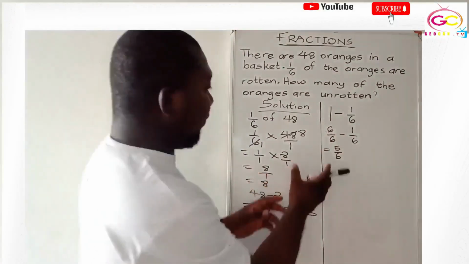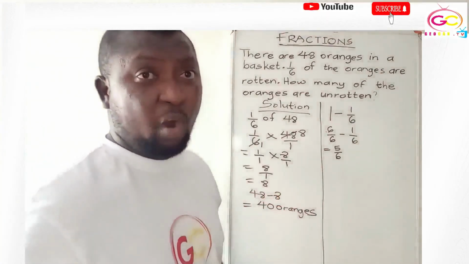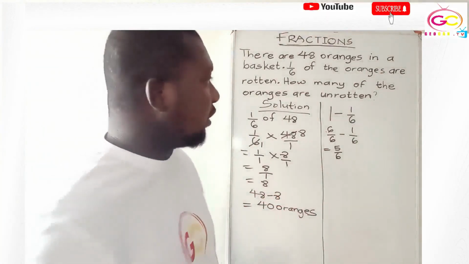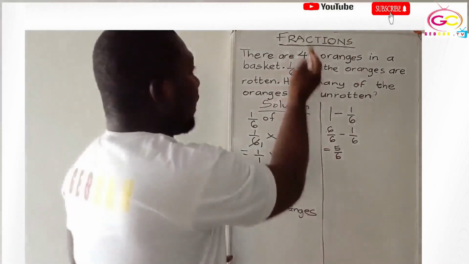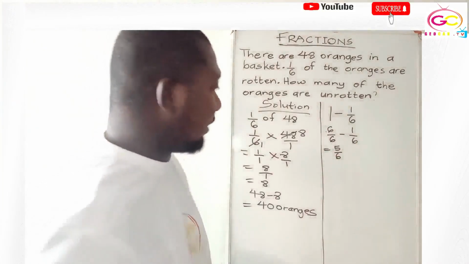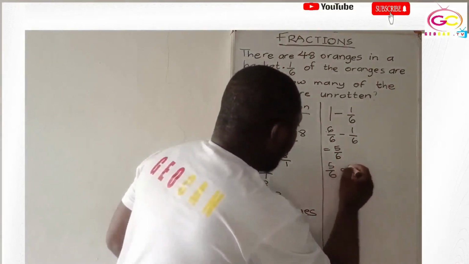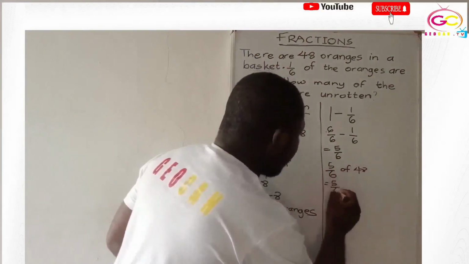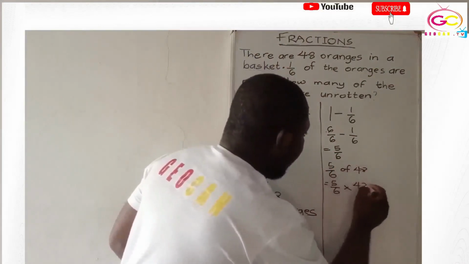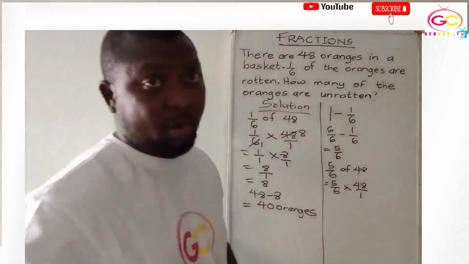So now we have the fraction of oranges, which are what? Unrotten. So if you want the actual number of oranges which are unrotten, we'll just find 5 over 6 of the total number of oranges in the basket. So we find 5 over 6 of 48, which will be 5 over 6 times 48. And 48 can be written as 48 over 1. Any number over 1 is the same as that number.